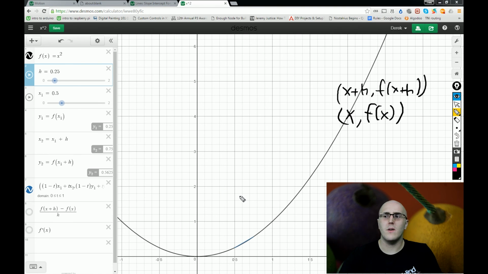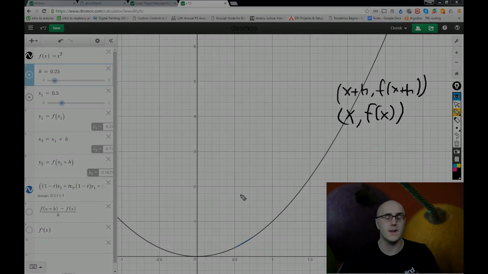But right now we don't have the language to describe what happens as h gets close to 0. For that we must learn about limits, which we'll have to do another day.